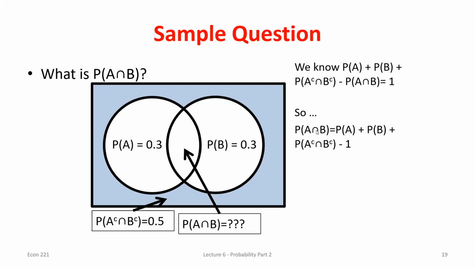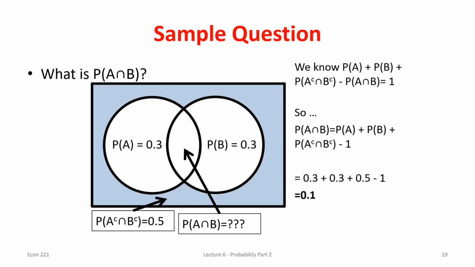So we rearranged the equation first this time. We can do it either way; I'm just showing you two ways. So if I rearrange this equation to solve for the thing that I don't know, now I plug my values in. The probability of A is 0.3, B is 0.3, the intersection of the complements is 0.5, and then it's just entering this into our calculator, and we get that the intersection should have been 0.1.